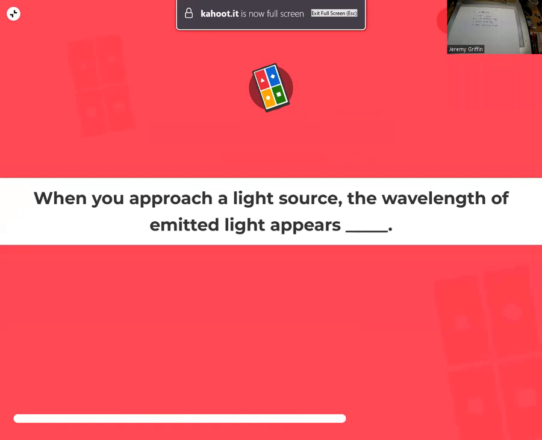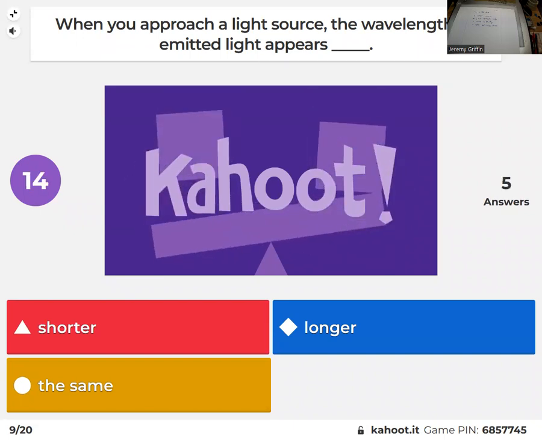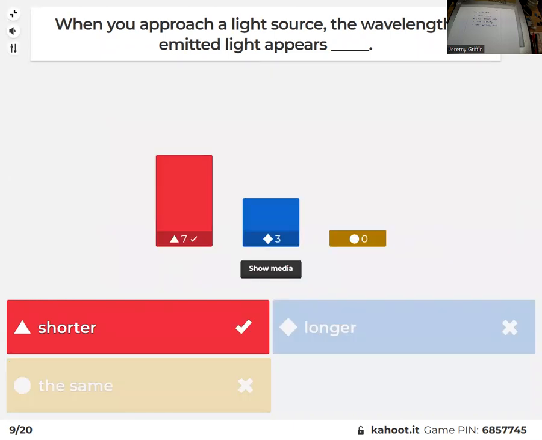When you approach a light source, the wavelength of the emitted light... ooh, this sounds like the Doppler shift. Just remember red shift, blue shift. When you approach a light source, where does that go? Yeah, that wavelength would get shorter. I should have switched those answers, because shorter would be blue shifting, wouldn't it? And then longer would be red shifting. So just make the colors consistent with the actual phenomenon. I need to go back and fix that question.